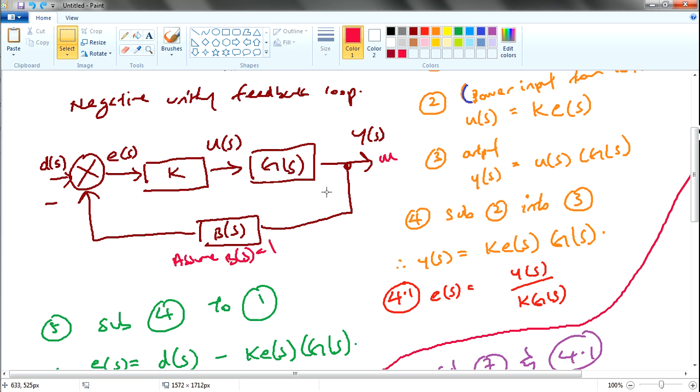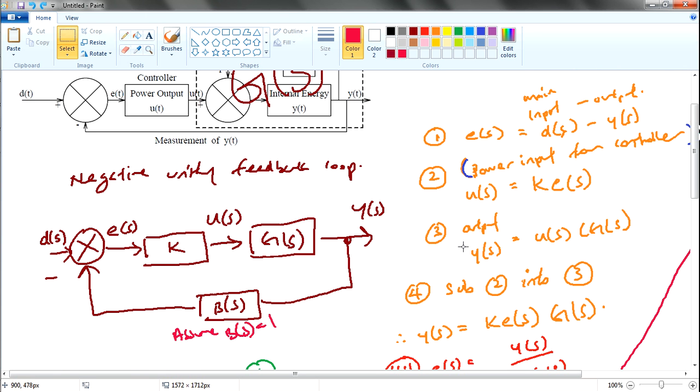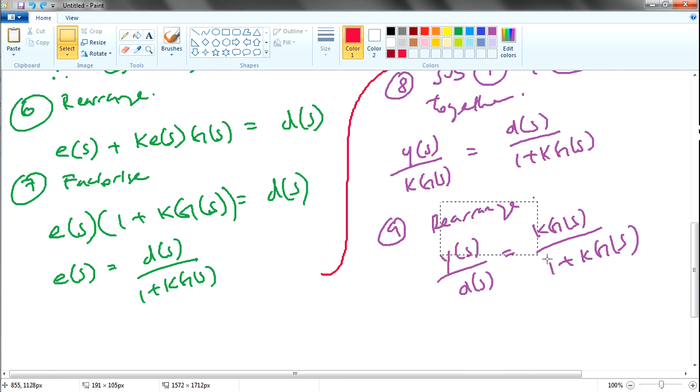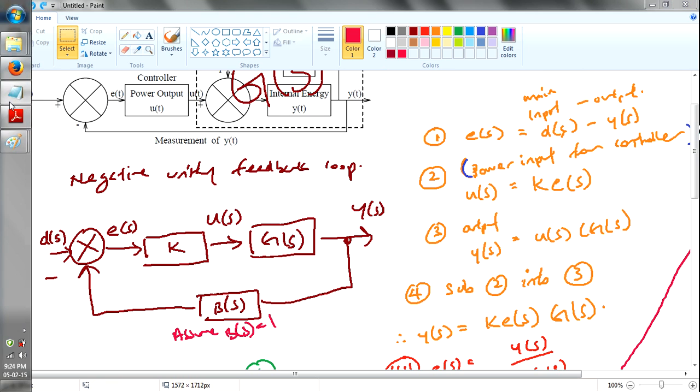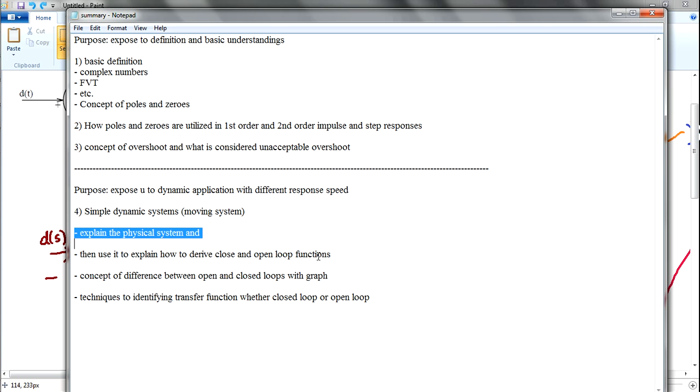Because in future we always do it with 1, it is simply like an invisible thing, like a simple feedback loop. So the purpose of this video is actually to derive this, which is also part of our objective, as we say that we have to derive closed and open loop functions.